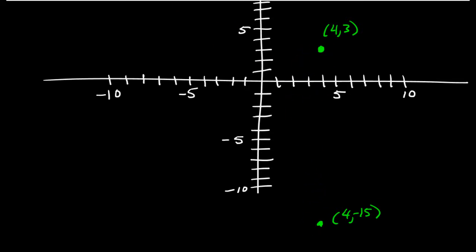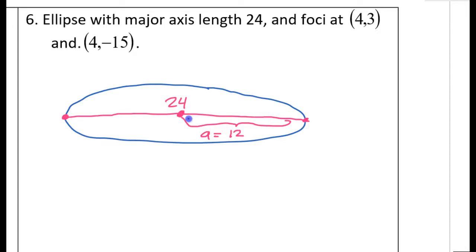Let's think about this for a minute. How far apart are these guys? From here to here, how far apart is this? So this is up 3, this is down 15. So that's a total of 18. So this blue distance is 18. Remember that the total major axis is 24. So let's think about that. What's 24 minus 18?